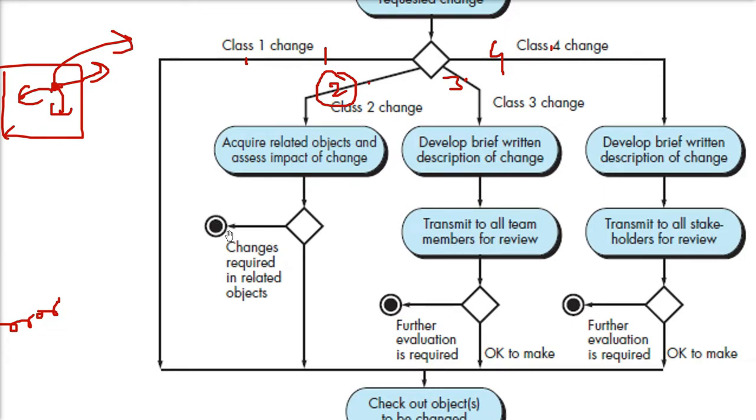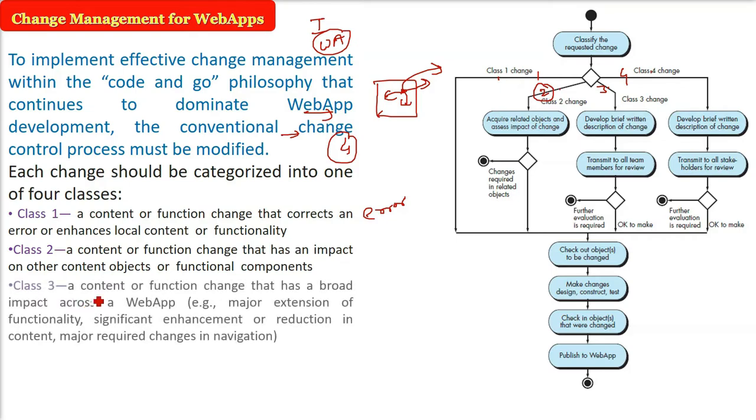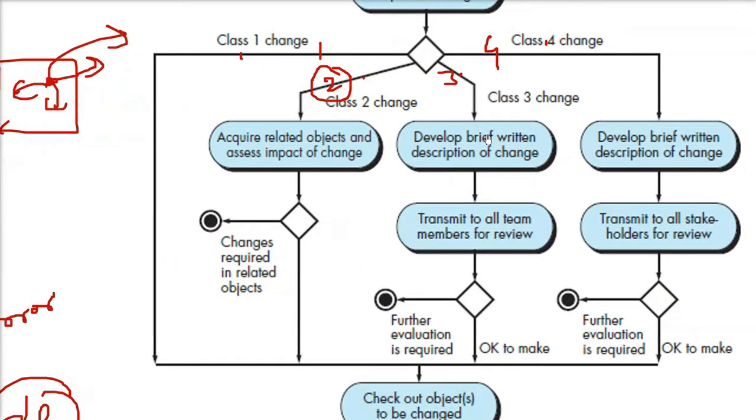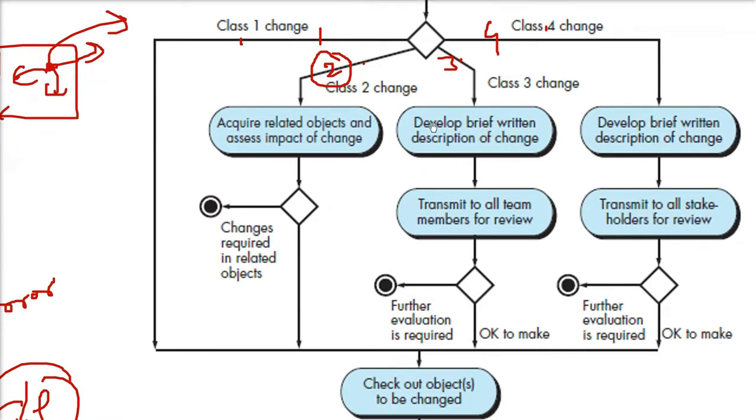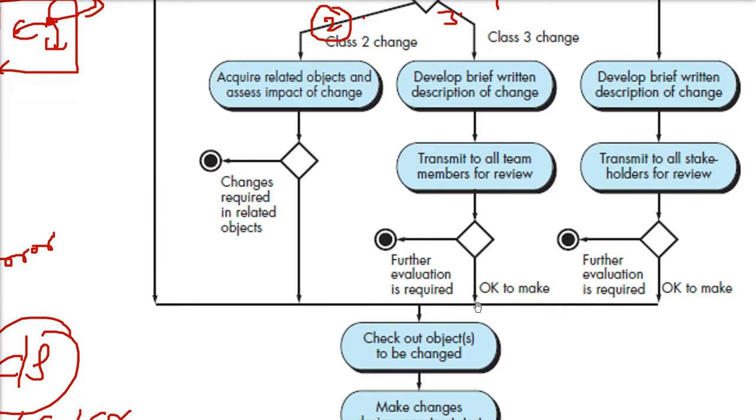Now coming to the class 3 change. This class 3 change is all about content and function change that has a broad impact on the web app. That is, you are extending the functionality, doing significant enhancement, reducing the content, or even changing the navigation scenario. Major changes in the navigation are required. So for class 3, you need to develop a very brief written description of the change and distribute it to all the team members for review. If it is okay, you go ahead, or if it needs further evaluation, we go for that. This is the class 3 kind of change.